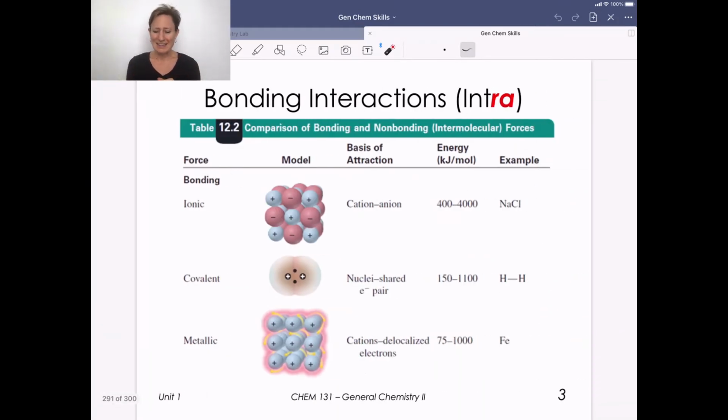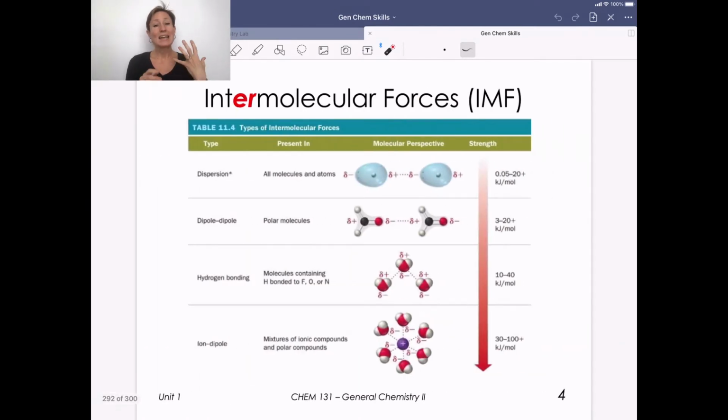So just highlighting, these are the intramolecular forces, things like ionic bonds, covalent bonds, metallic bonds. We've learned about these before, but these are all things that are within a substance, not between molecules, but within. And so these are not what we're talking about when we talk about intermolecular forces.